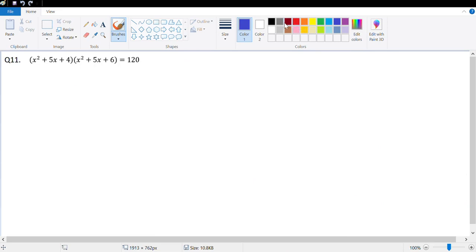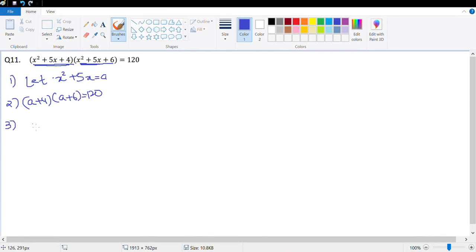Question number 11 says x squared plus 5x plus 4 multiplied with x squared plus 5x plus 6 is equal to 120. I notice that both of these have x squared plus 5x. Again, I need to convert this into a quadratic, because right now this is quadratic expression 1 multiplied with quadratic expression 2. So let x squared plus 5x be equal to a, which means our equation becomes a plus 4 multiplied with a plus 6 is equal to 120.